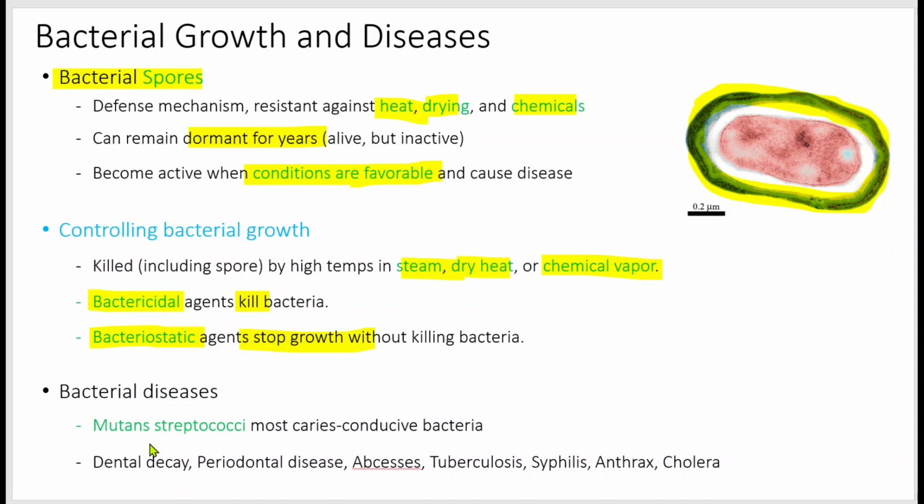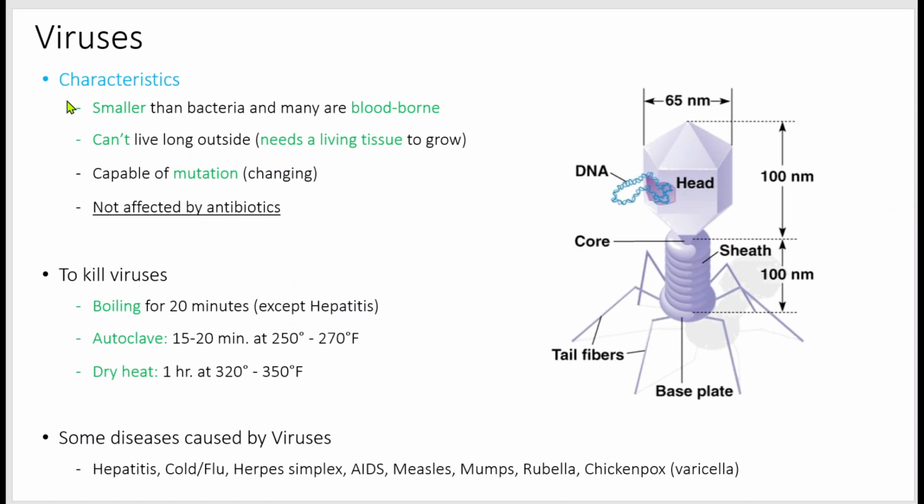Bacterial diseases, there are a lot of bacterial diseases. I want you to know these. Make sure that you know them. I picked some of these as bacterial diseases. Mutans streptococci, this is the most important bacteria for us in dentistry, because it's the main bacteria that actually can cause caries. We talked about that before in preventive.